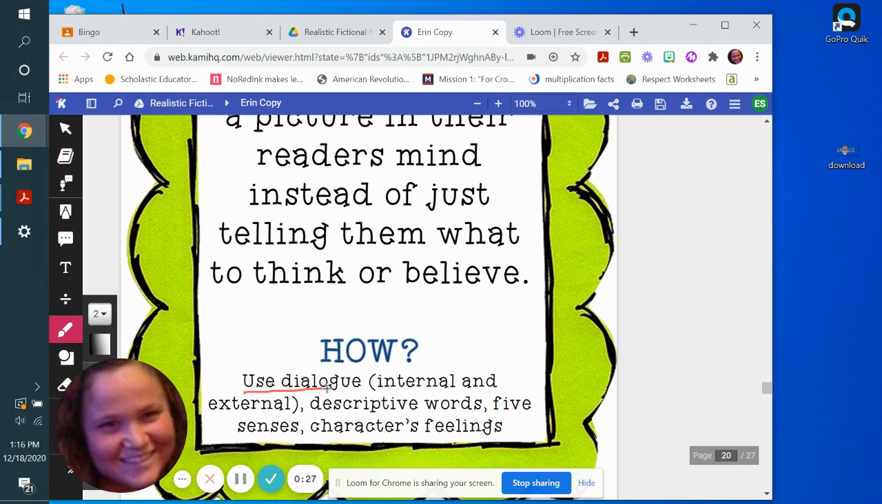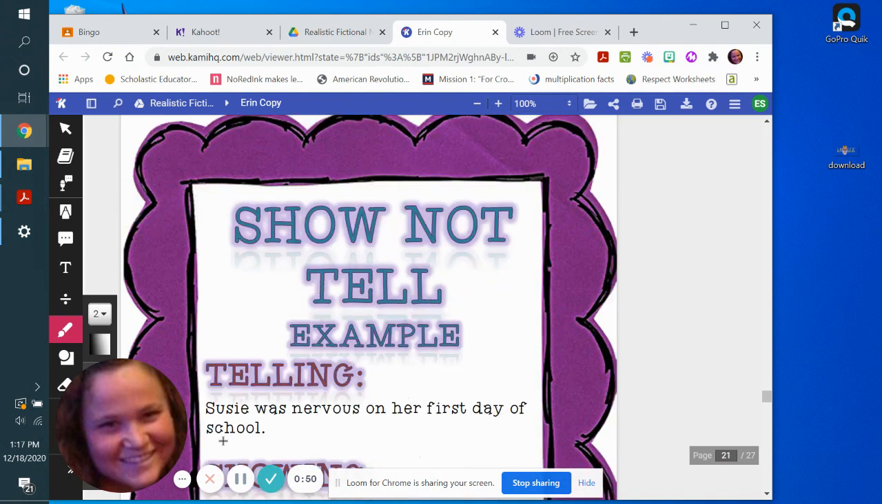Well, there's a few different ways. We can use dialogue to do that. We can use descriptive words to do that. We can think about the five senses that we have and describe those so that our reader knows what senses they're supposed to be pretending with while they're reading it. And we can talk about the character's feelings. All of those ways show and don't just tell. So we're going to dive in and we're going to practice.